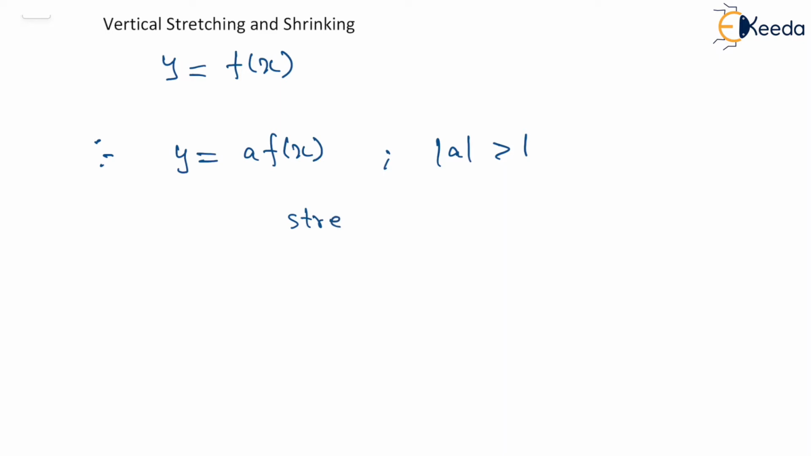Now we'll see vertical stretching and shrinking. That is, if we start with the graph y equal to f of x, and then the change we are making is y equal to a times f of x, and if we consider that mod of a is greater than 1, in that case we'll see that there will be a stretching vertically of the graph. So the respective values of y for x will be scaled by that factor of a, so it will be increased.